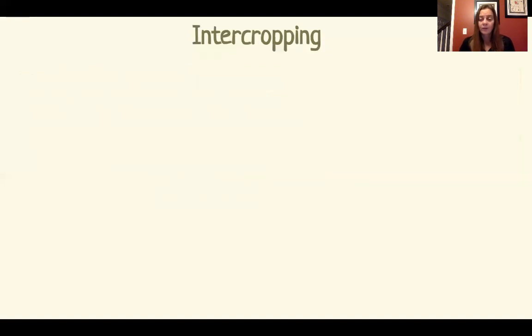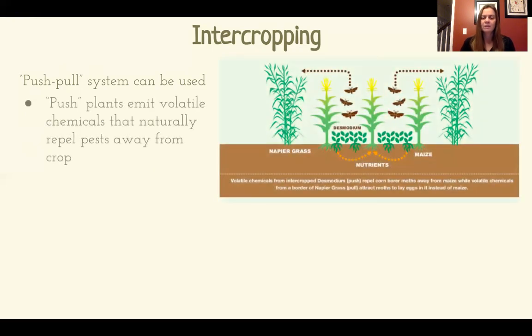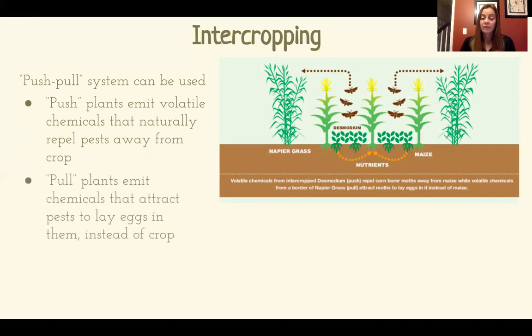Another cultural process is what we call intercropping. There's a lot of different ways that intercropping can help with pest control. One of them is called the push-pull system. When we talk about the push-pull system, we're talking about planting plants that emit volatile chemicals that repel pests away from crops. Those are considered push plants. And then the other side, the pull side, is planting other plants that attract the insects away from the crops.